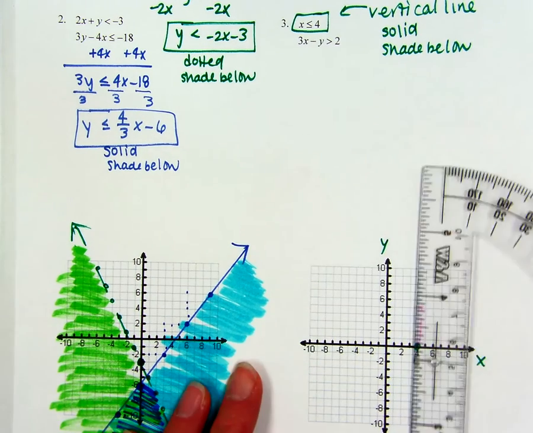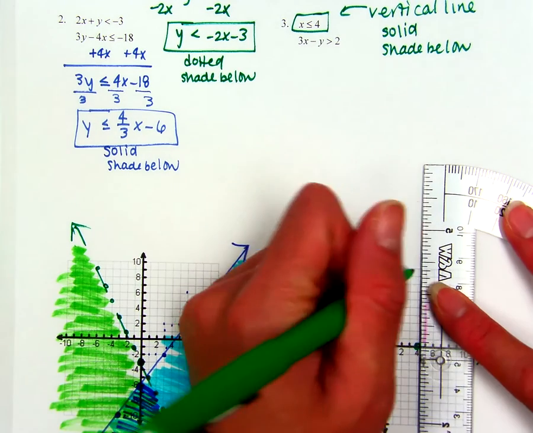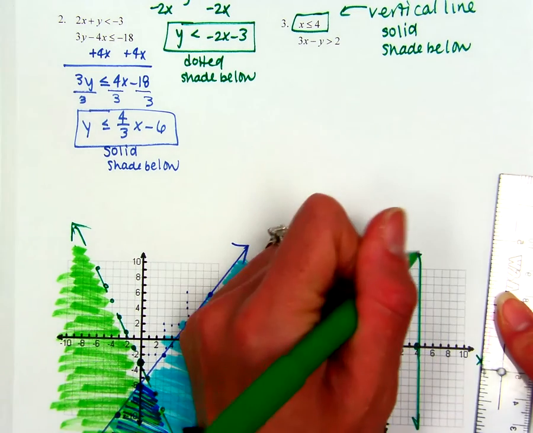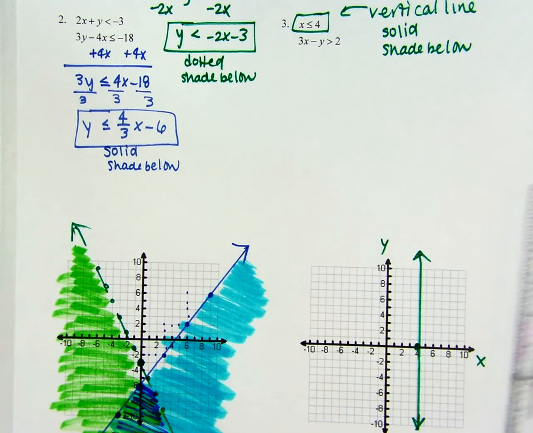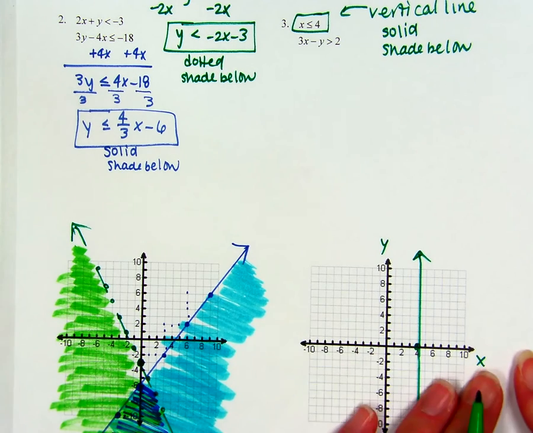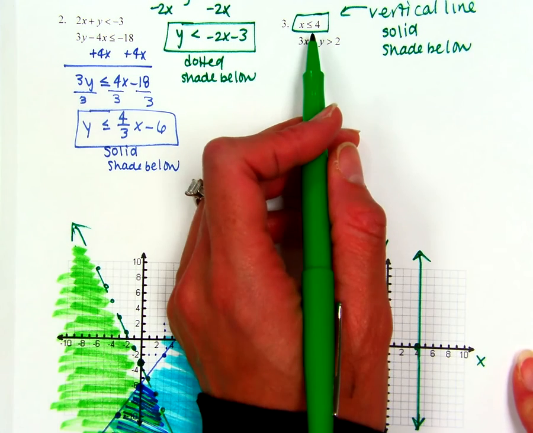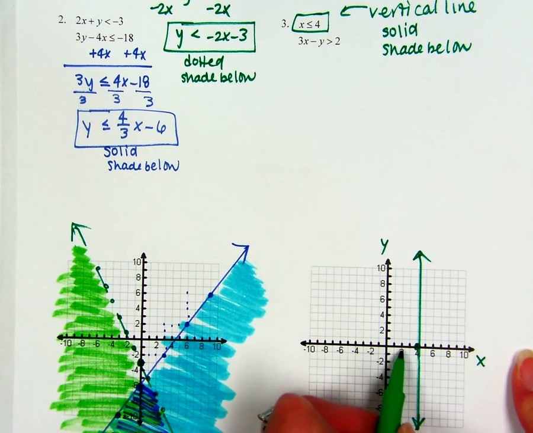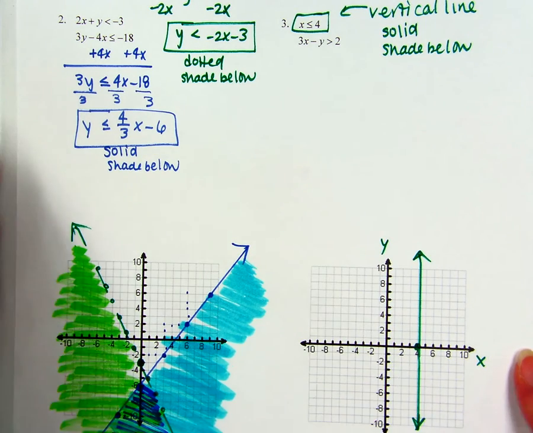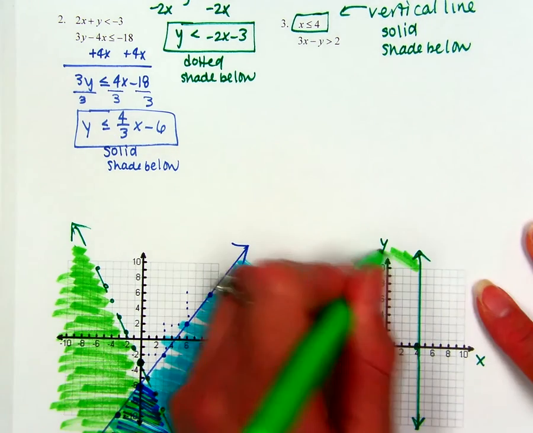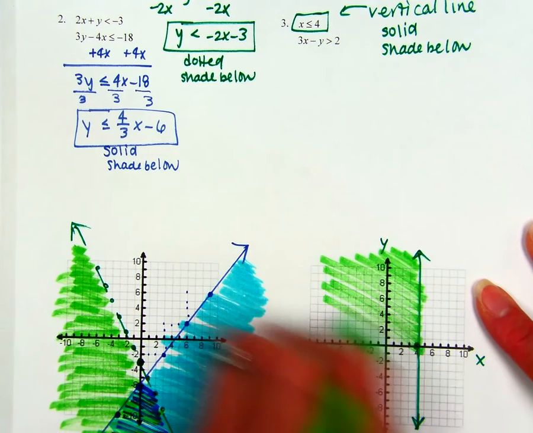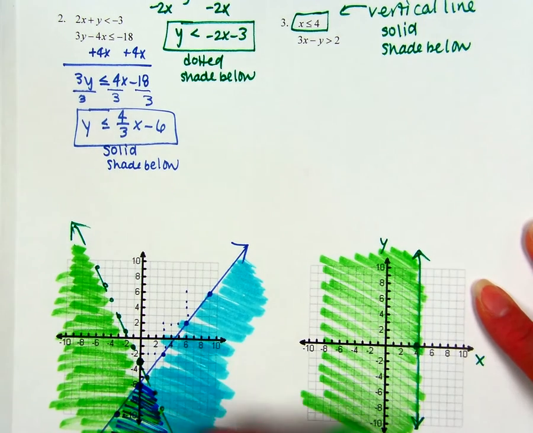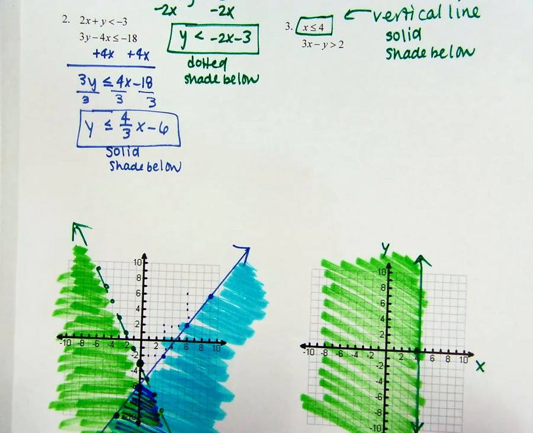Alright, so I'm going to draw in my solid line, vertical. Now the only issue here is that there really is no above and below when you've got a vertical line. You have a left or a right. Well, less than 4 would be 3, 2, 1, 0. So I'm really shading to the left. Okay, so anything to the left of that line.